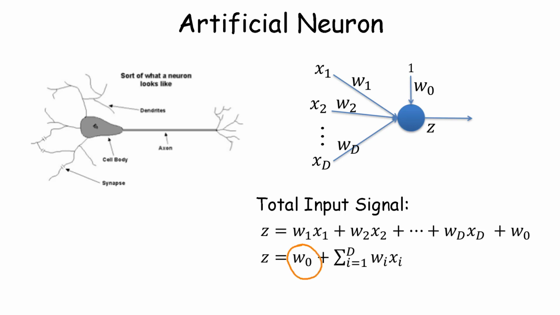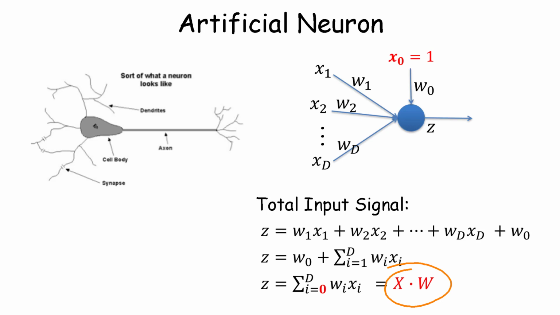One way to handle the bias term is to just pretend it is one of the inputs. Let's call it x0 so we can simplify our formula for the total input signal. And if we consider the set of inputs and the set of weights as vectors, we can write the summation as a dot product between x and w vectors.